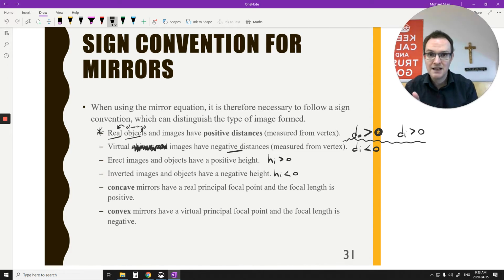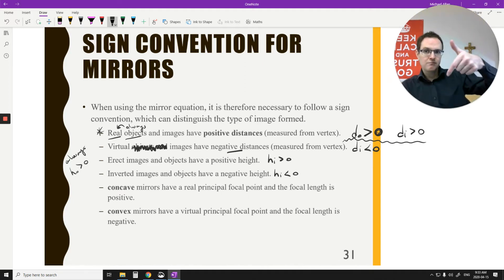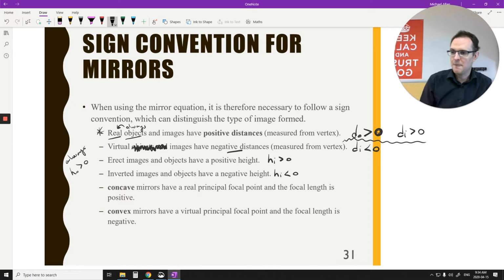Now my object's height will always be positive, no matter what. So my object height is always positive. Just as it's always a real image, we always consider the object height to be positive because I just want to compare the two. So I don't care if my object's upside down, the image is inverted if it's just the other way. So just treat your object, even if it's upside down, to be positive, so we know what sign it comes out as for the image, if it's inverted or positive.